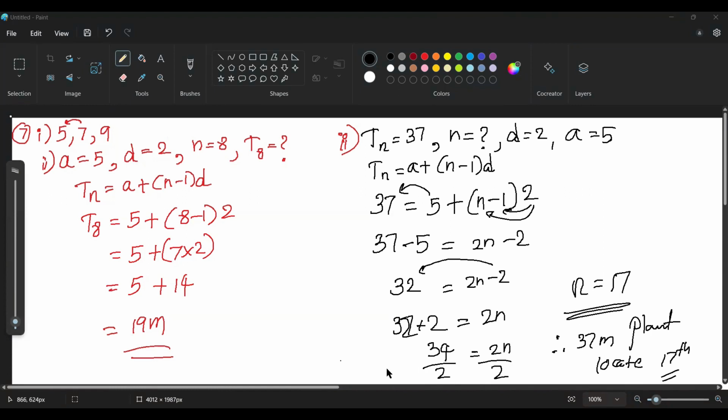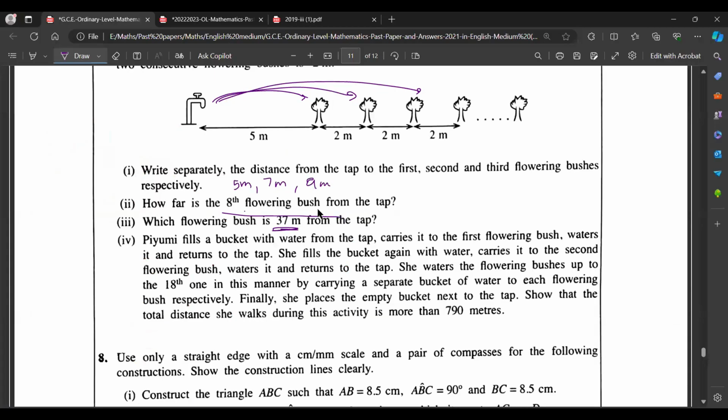Okay, go to the last part. Phoebe fills the bucket with water from the tap, carries it to the first flowering bush, waters it, and returns to the tap. Then she goes to the second bush, waters it, returns to the tap. Like that, the third one, return to tap. So each distance has to be gone 2 times.